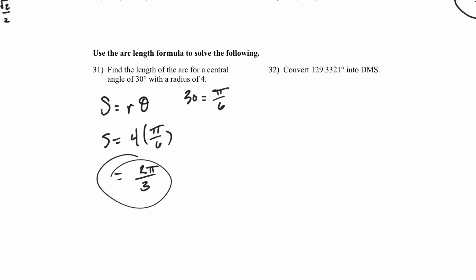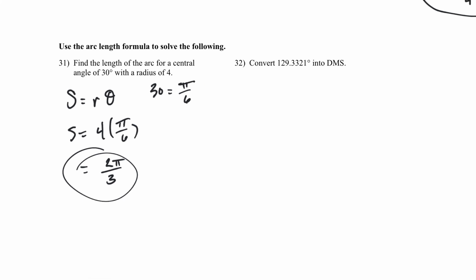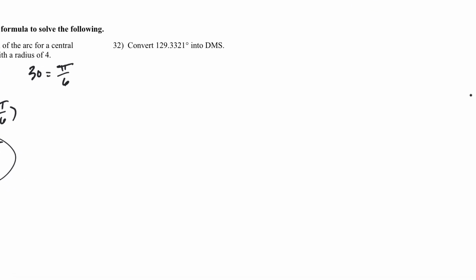With number 32, this one is going from degrees into degrees, minutes, and seconds. So I might grab a calculator. So we're going to say it like this. First of all, we definitely have 129 degrees total.